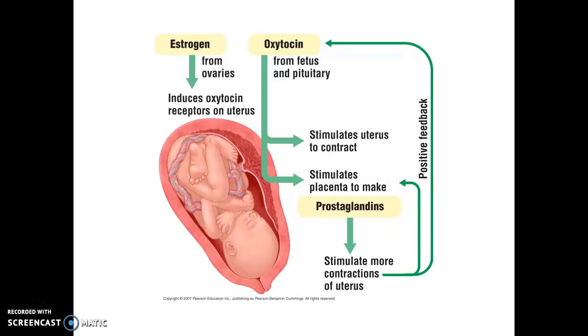The contractions of the uterus are first started when estrogen from the ovaries induce oxytocin receptors on the uterus. Oxytocin comes both from the fetus and also the woman's pituitary gland, and this stimulates the uterus to contract. This in turn stimulates the placenta to make prostaglandins, which in turn stimulate more contractions of the uterus, which stimulate more production of oxytocin, which stimulate more contractions of the uterus. As you can see, this process would cause contractions to increase in frequency and intensity as labor progresses.